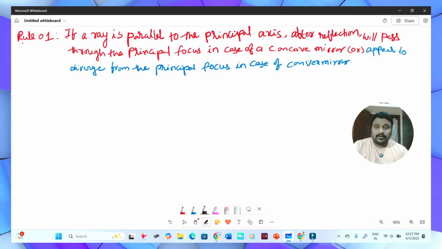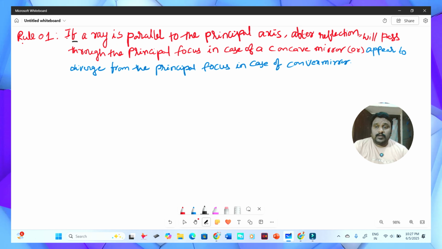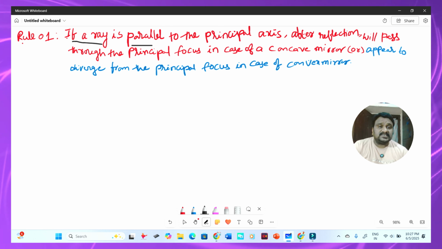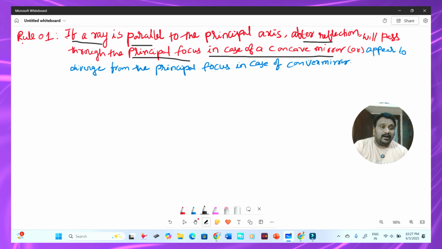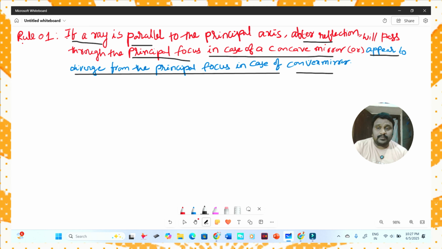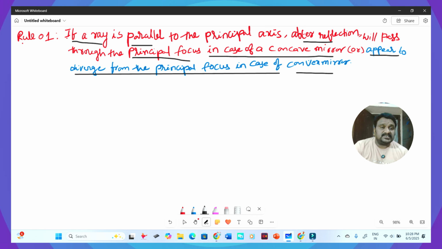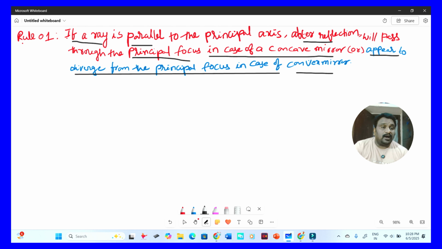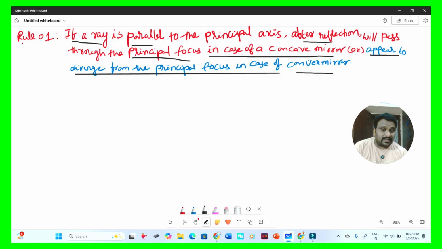The rule number one: if a ray is parallel to the principal axis, after reflection it will pass through the principal focus in case of a concave mirror, or appear to diverge from the principal focus in case of a convex mirror. So that is rule number one.